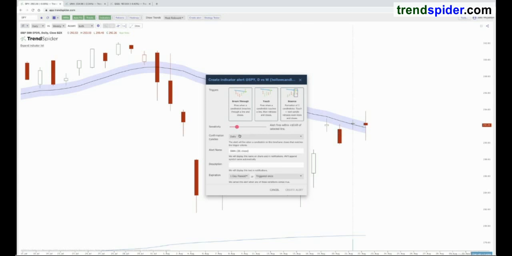Yeah. So one thing I want to mention, these are daily candles, right? So if they're daily candles and the confirmation candle is a daily, that means you need to wait for the entire day's candle to close before you get an alert through your phone or your email.